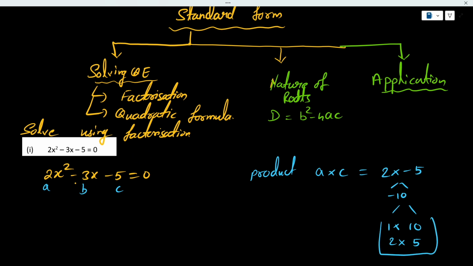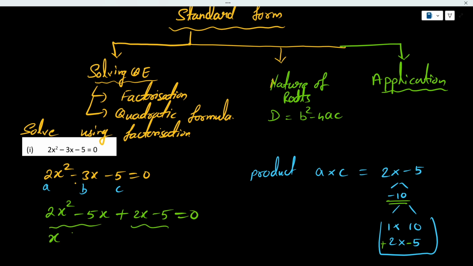Now I need the sum as minus 3. 10 plus 1 is 11, 10 minus 1 is 9. We can't take those. 5 minus 2 is 3, but I need minus 3. So I'll take minus 5 plus 2, and you can check that the product is minus 10 and the sum is minus 3. So I'm splitting the middle term, minus 3x, into two terms, right? These are the kind of questions you will have here.